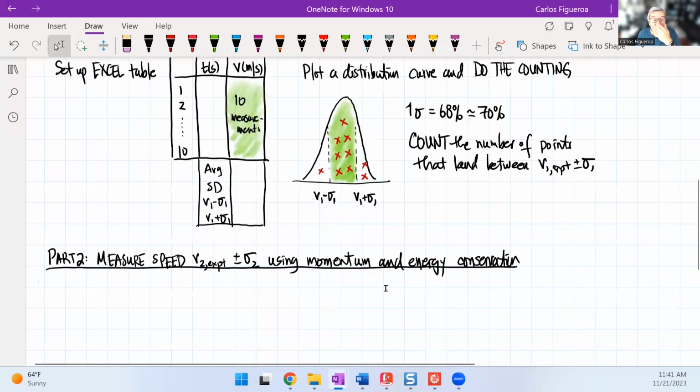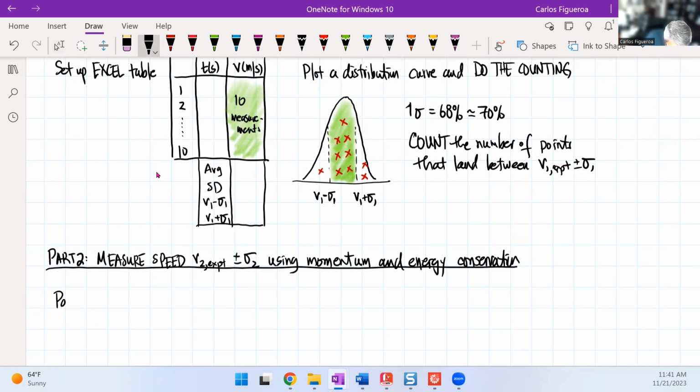So how do we do this? What we're doing here is effectively doing the same experiment all over again. From part one, we shot a steel ball with speed V1 experiment plus or minus sigma 1.